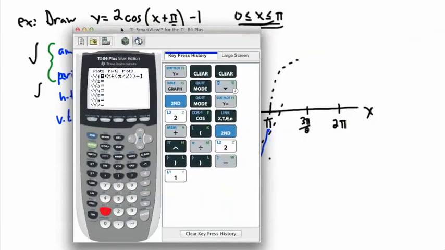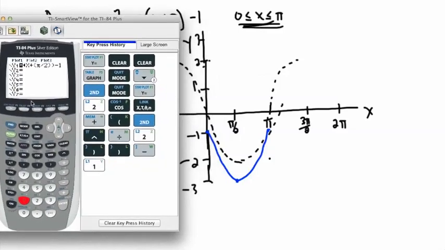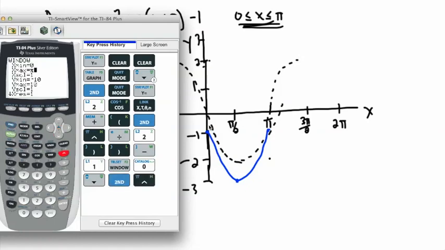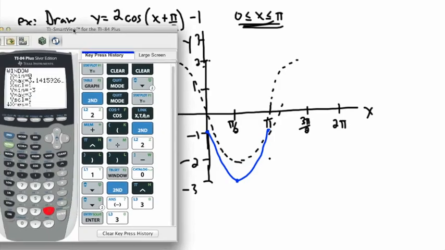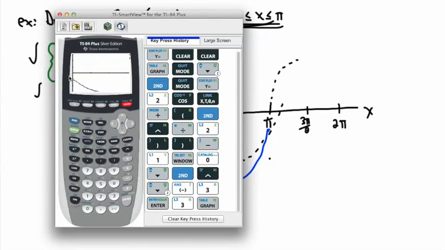Now I want to be very careful with my window because I have a specific window I want to look at here. So I'm going to press window and I want to go from x equals 0 to pi because that's what they told us. We only cared about from 0 to pi. That's why I only bothered to draw it between here and here. I don't care what it does the rest of the way. I only want it from here to here. So 0 to pi, and maybe for my y values, I go from minus 3 to 3, just like I have on mine. So I'll say minus 3, and I'll say 3. Now this should work. Let's see what it looks like.